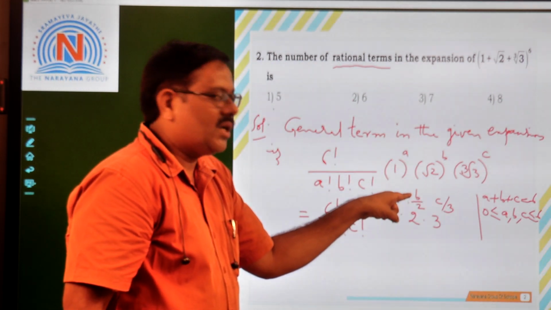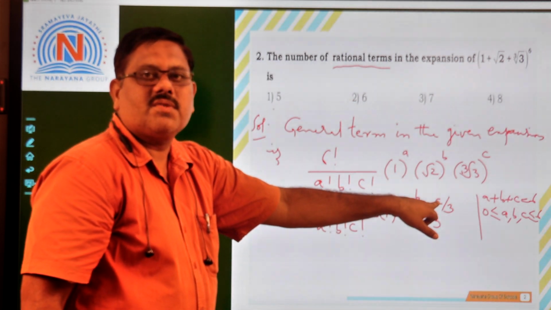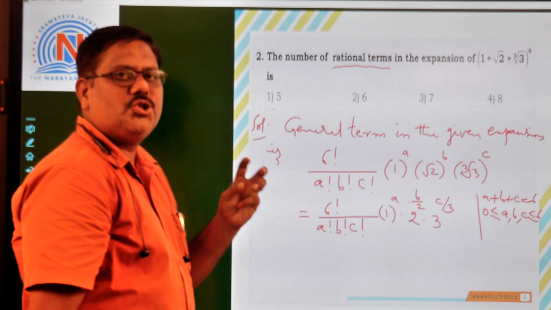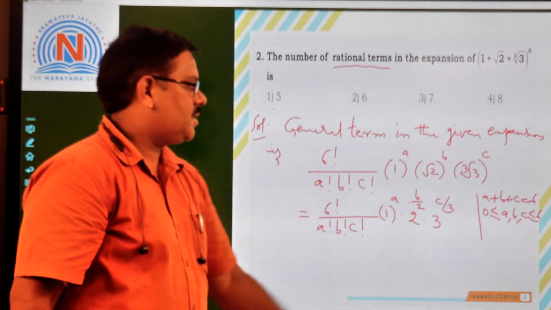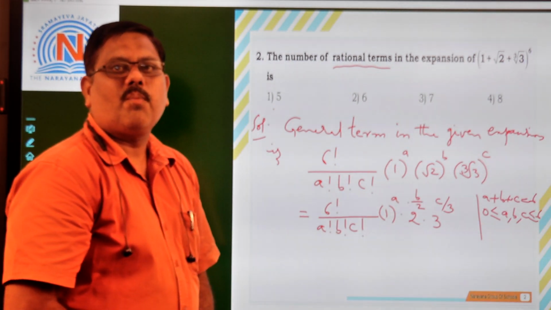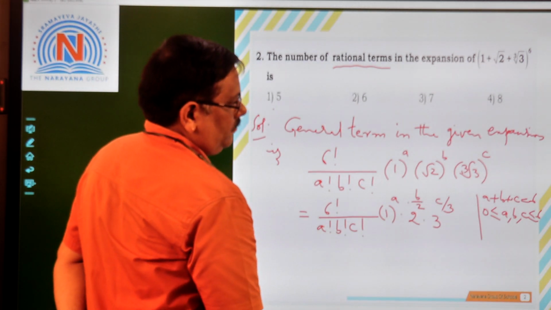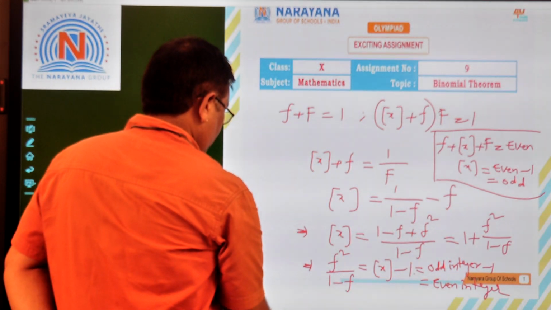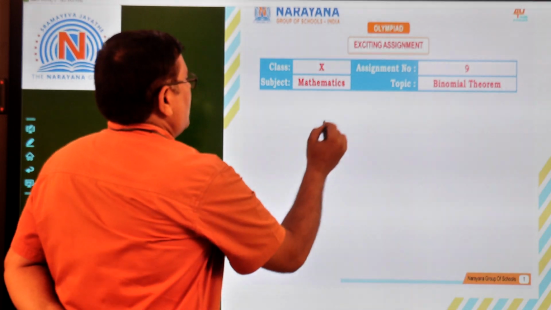It means whatever value of b we take, that must be a multiple of 2. Whatever value of c we take, that must be a multiple of 3. So we have to assume the values of a, b, c which are satisfying those conditions. Now let us see what are the probable values of such a, b, c. What are those values? Let us take those values.